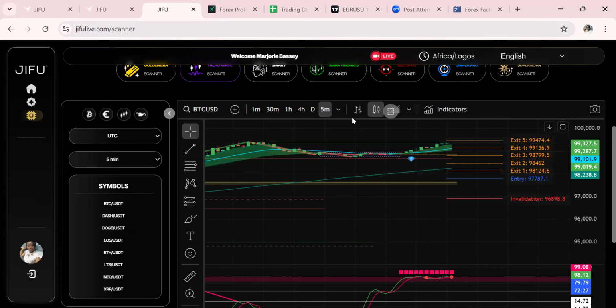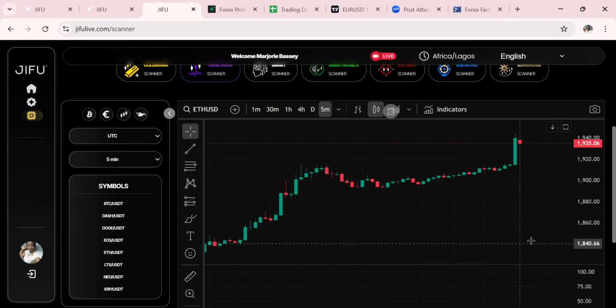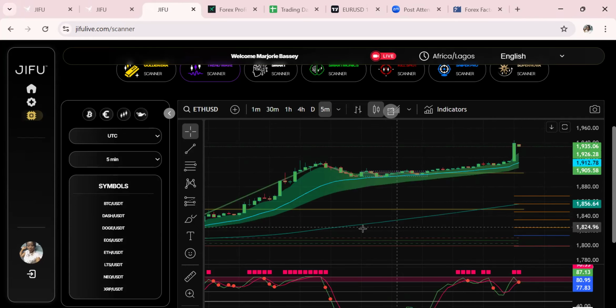Yeah, it's already in profit for those who entered the trade early enough. So let's even see. See, guys, always check your scanners.